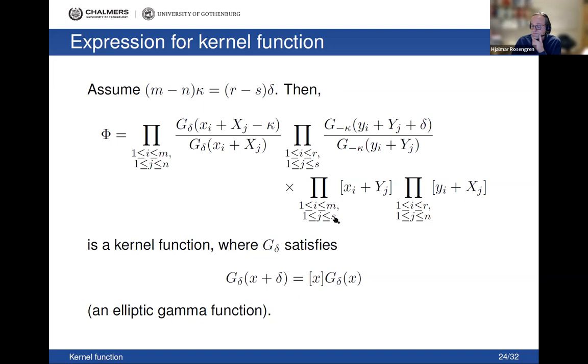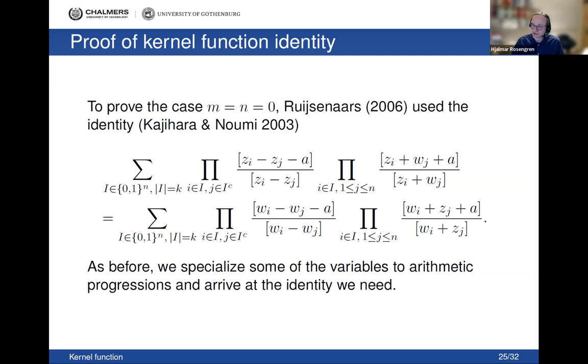Okay, so how do you prove that? Well, again, at least in retrospect, you go back to what Simon already did. So in a paper from 2006, he proved this kernel function identity in the undeformed case when you don't have M and N. And then what you need to prove is this identity, which you can also find in a paper by Kajihara and Noumi. So you need that identity. And again, that's all you need. You just take this thing and specialize some of the variables to arithmetic progressions. And you do the computation and see that what you get in the end, that's exactly the identity you need. A very simple idea, but the computation is a bit messy, but of course you can do it in finite time if you want to.